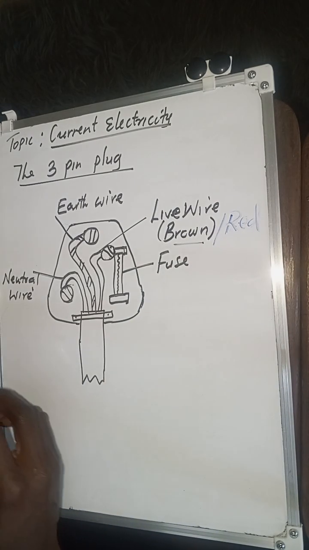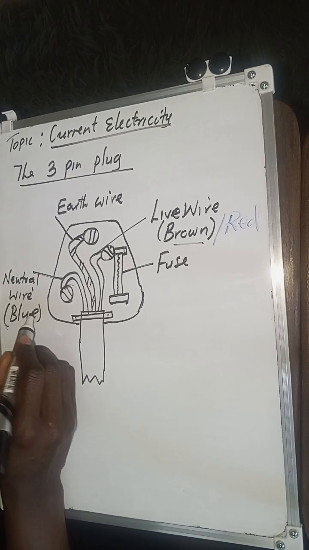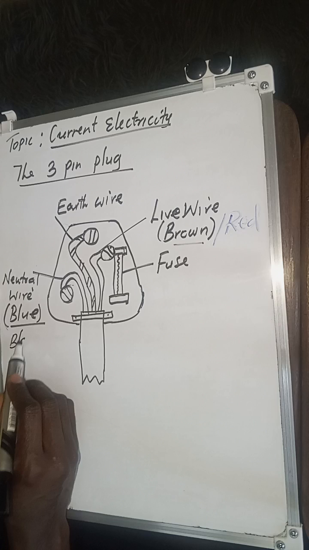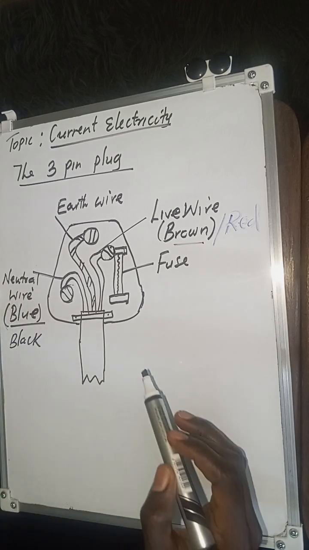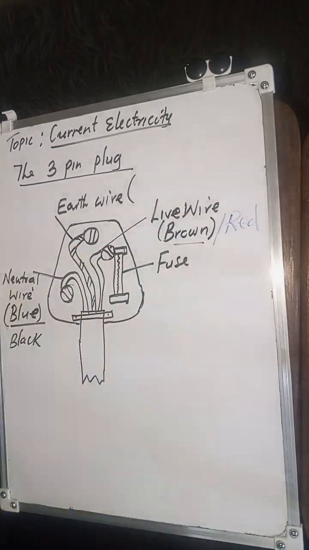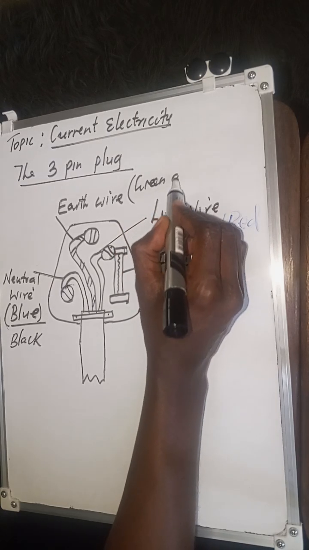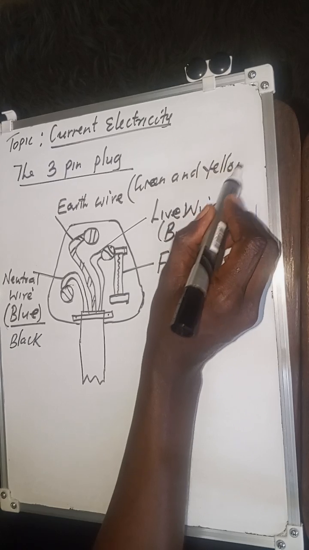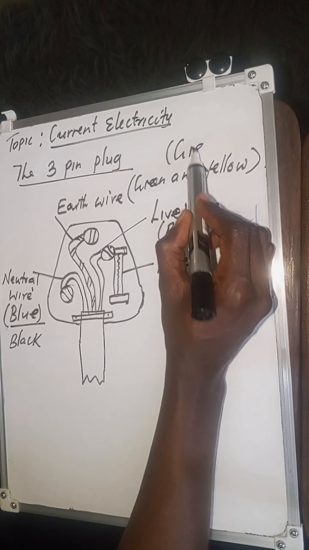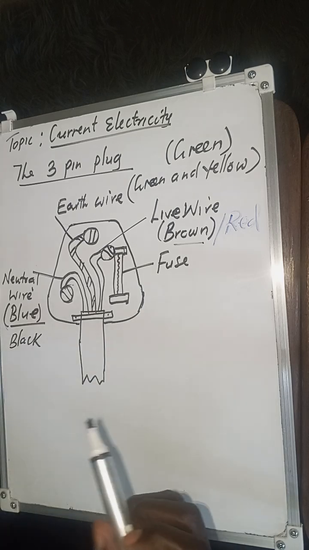For the neutral one, we use blue. So blue is the original one. But if at all you do not have blue, in some cases they use black. But blue is actually the original color coding that we normally use. Then for the earth wire, it has stripes of green and yellow. That is the standard, but sometimes it can just be green. So this is what you need to remember.